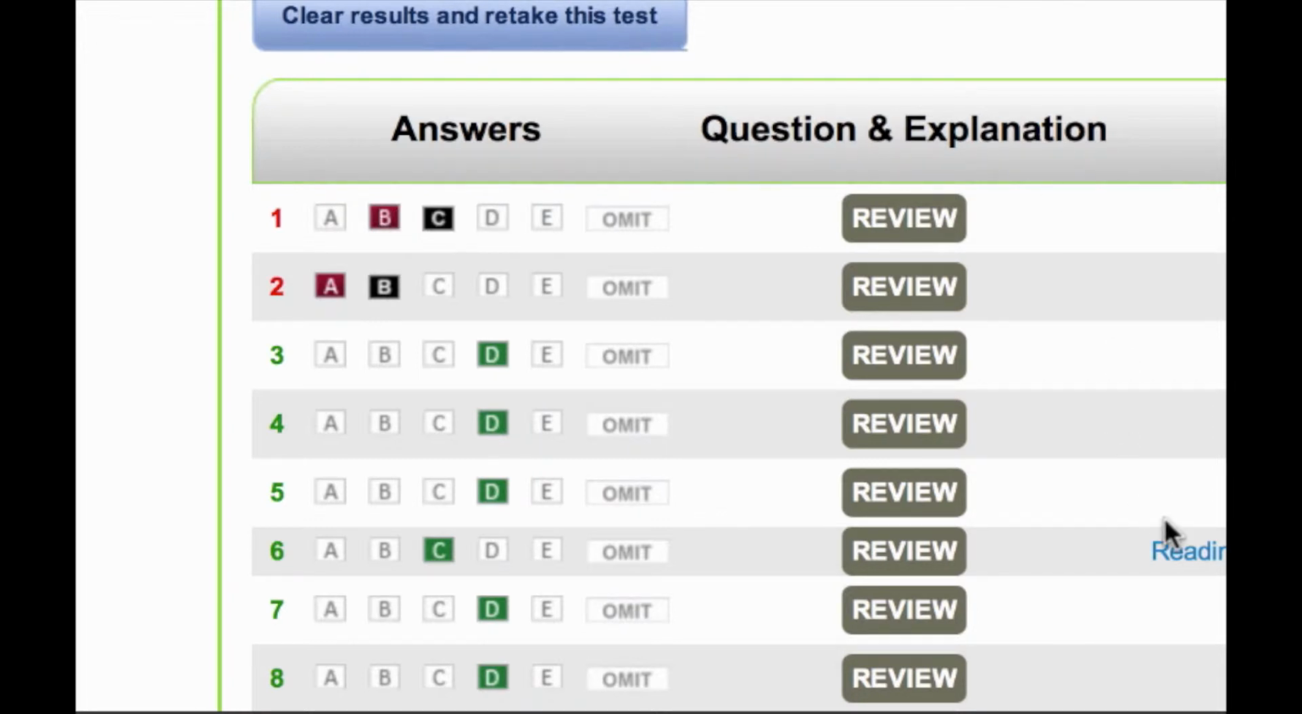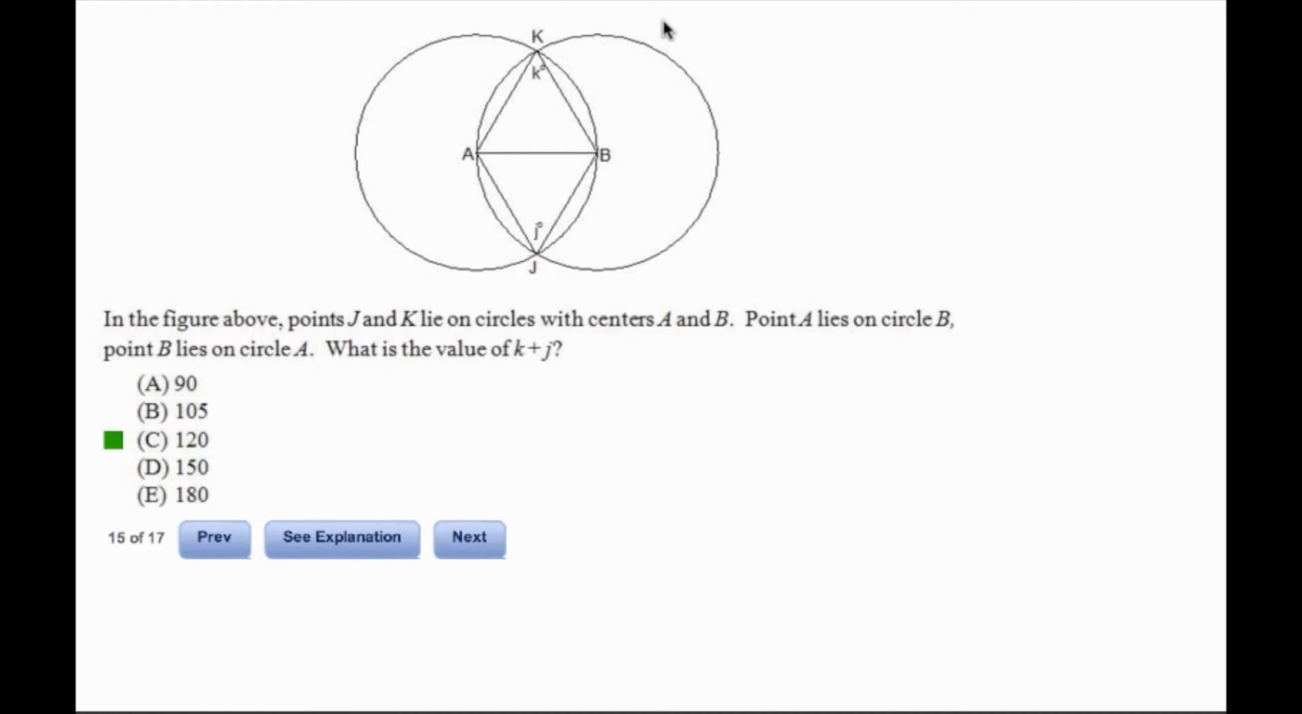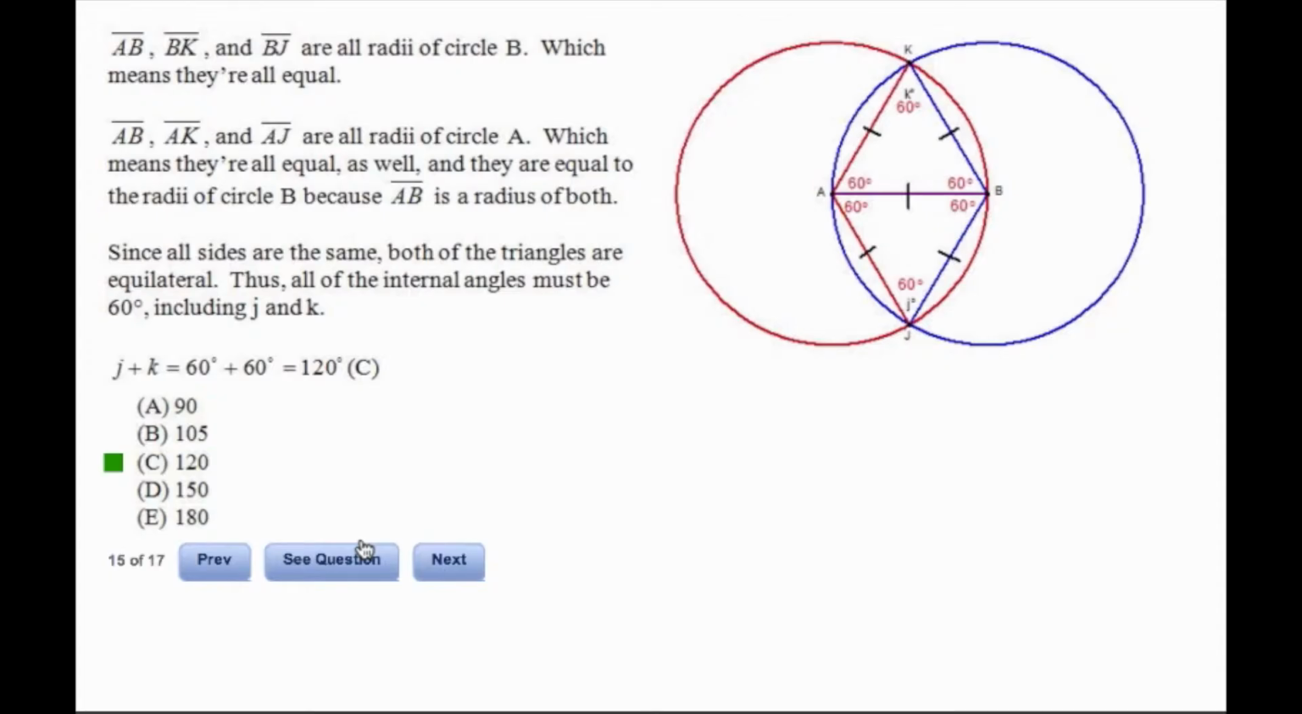Now, as you walk through them, you have an opportunity to look at these types of questions and say, all right, I'm going to look at this question and try to figure out what I did wrong and how I can get it right. And you can always see the explanation.